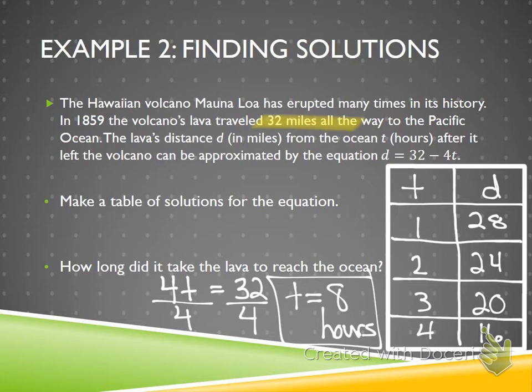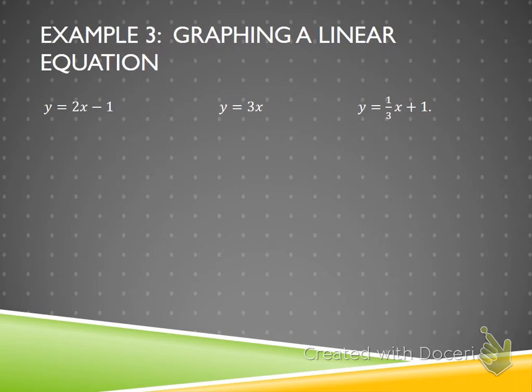Okay? Again, the only thing you really need to take from this example is that we're using a pattern here in our output to predict the future, to predict some type of answer, some type of result. That's it. Example 3, we're graphing a linear equation.